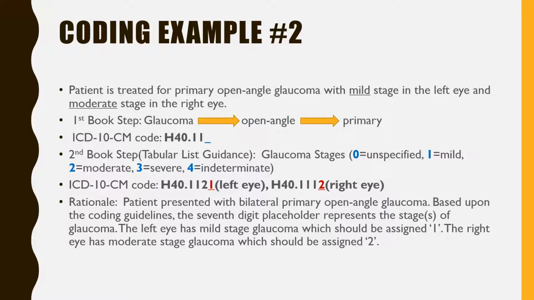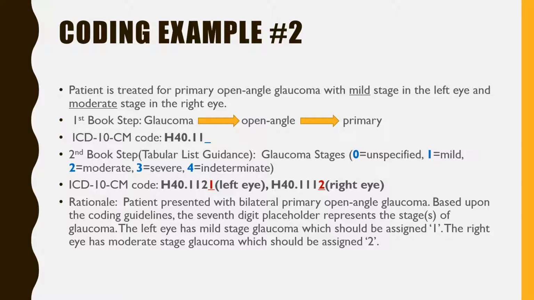In our next coding example, our patient is being treated for primary open-angle glaucoma with mild stage in the left eye and moderate stage in the right eye. So in our first book step, we're going to identify our main term, which is glaucoma. Once we identify the main term, we're going to drill down to open angle, and then we're going to further drill down to primary. So our ICD-10-CM code category is represented by H40.11, and we're missing our 6th and 7th digit placeholders.